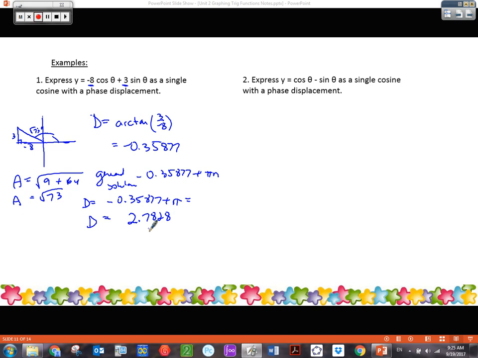So now I'm just ready to write my answer. So my answer is going to be, I'll write it up here. So y equals our a, which is root 73.